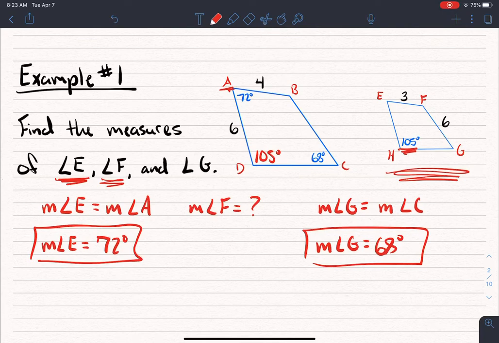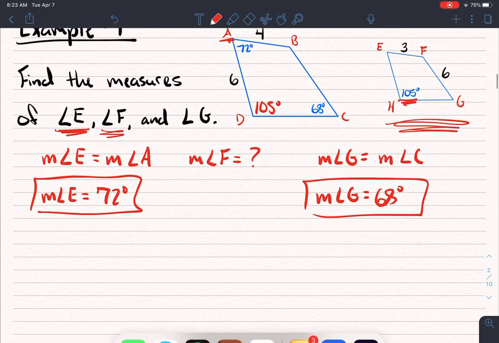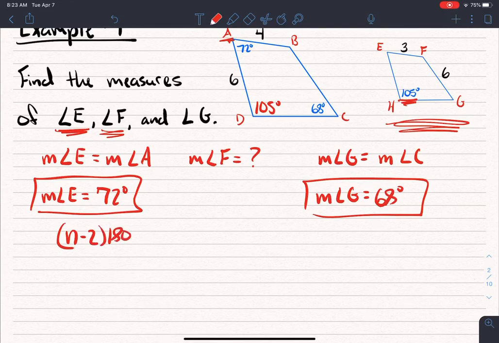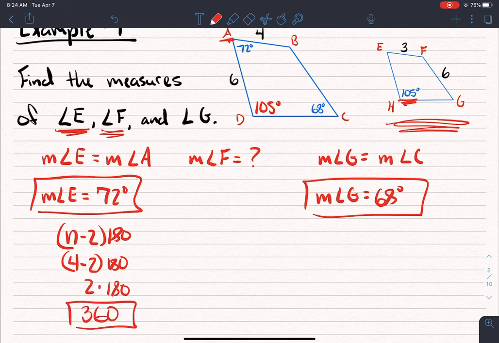Then I remember that whenever I have a four-sided figure, all four angles must add up to 360. If you don't remember that, it comes from the (n minus 2) times 180 formula, n being the number of sides. I've got four sides, so I subtract 2 and multiply by 180, which gives me 2 times 180. So the sum of the interior angles is 360.